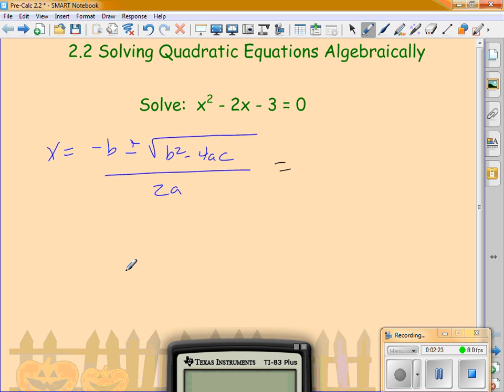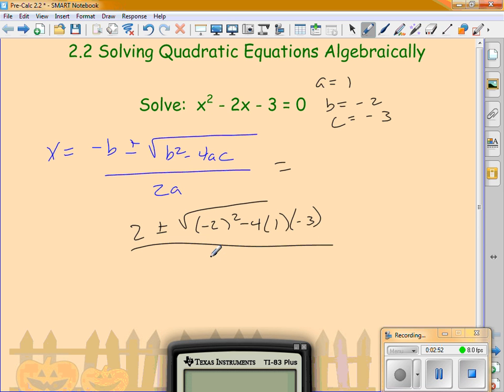Now I need to know a, b, and c. What's a? 1. Where do you get 1 from? It's what's in front. It's the coefficient of the x squared. What about my b? Negative 2. You just bring the sign along, and c is negative 3. So I have negative negative 2, positive 2, plus or minus the square root of negative 2 squared, minus 4 times a times c, all over 2 times a.